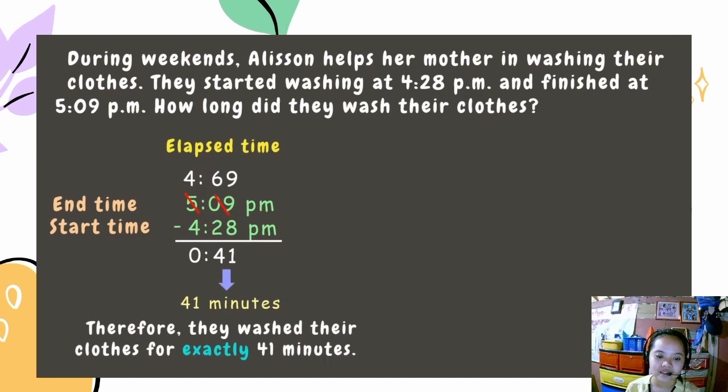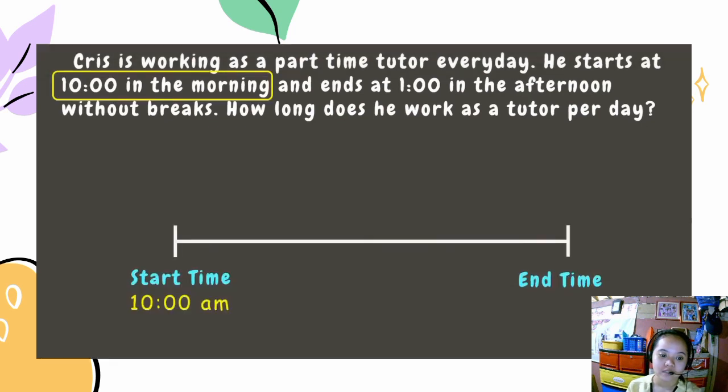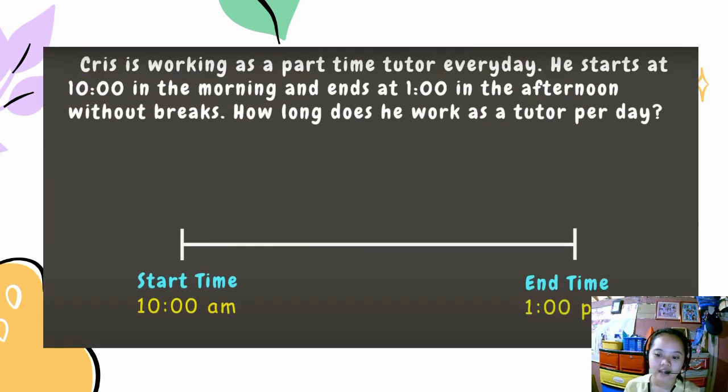And now, let's move on to the other problem. For this problem, we will use the first method, which is the number line. All we have to do is draw a line like this, a number line, and after doing that, we will identify the start time. The start time here is 10 a.m. and the end time here is 1 p.m.